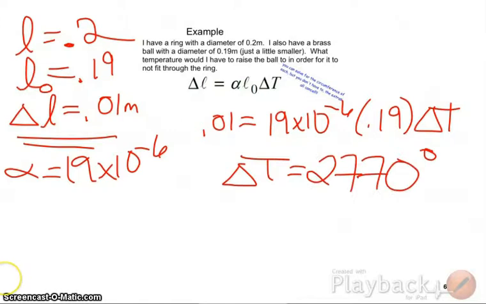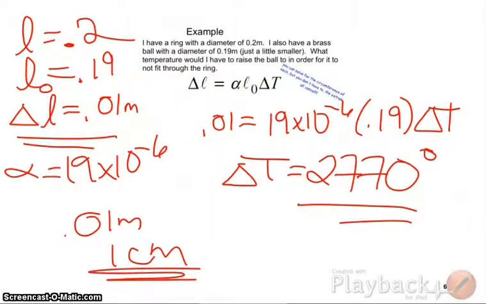So we would have to raise our temperature 2,770 degrees, which makes sense because if you think about it, 0.01 meters is the same thing as 1 centimeter. So to increase our diameter 1 centimeter, we'd have to raise it almost 3,000 degrees.